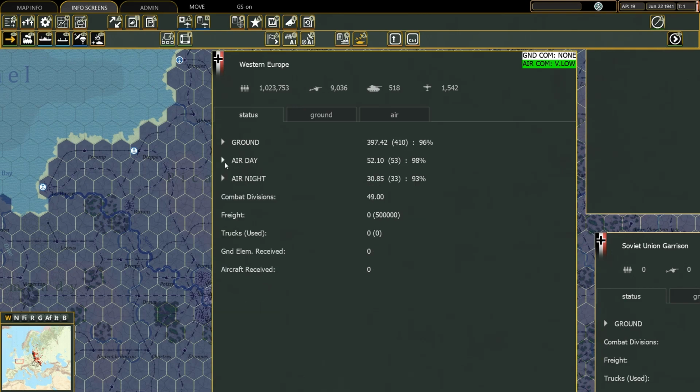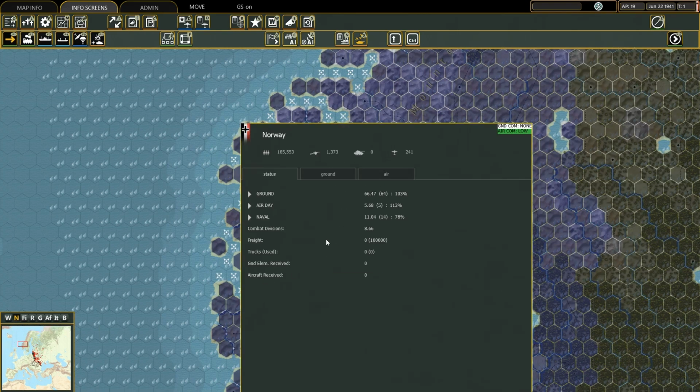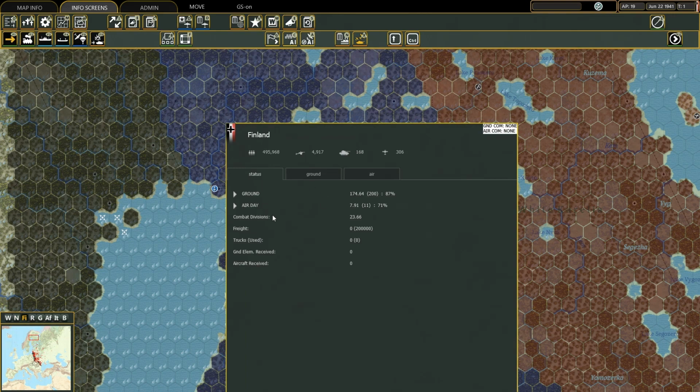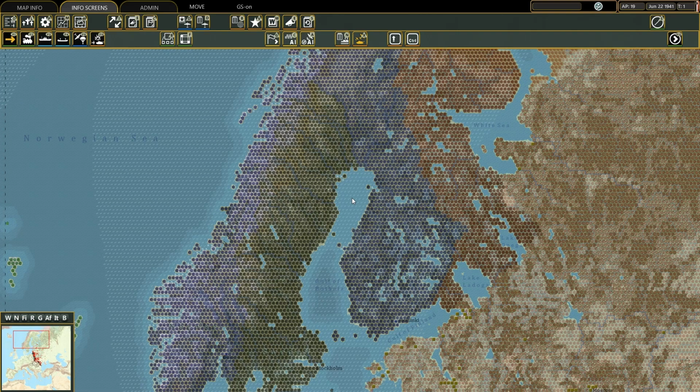Also keep in mind that different theater boxes do have different requirements. Like the Norwegian theater box has a naval requirement that is based mostly, not exclusively, on patrol aircraft. The Finnish theater box, for instance, only has ground and air day requirements. So always keep in mind which are the requirements for each theater box.